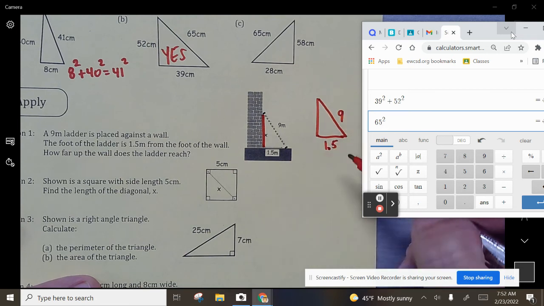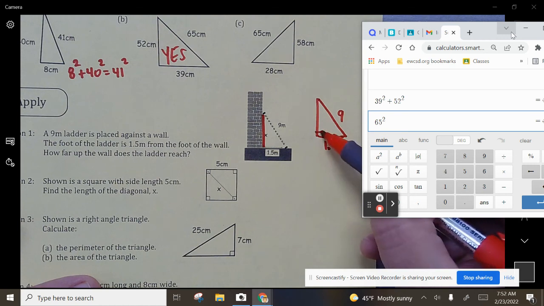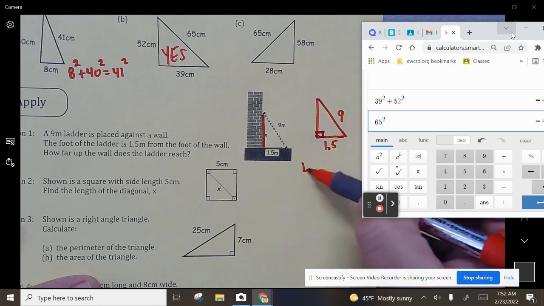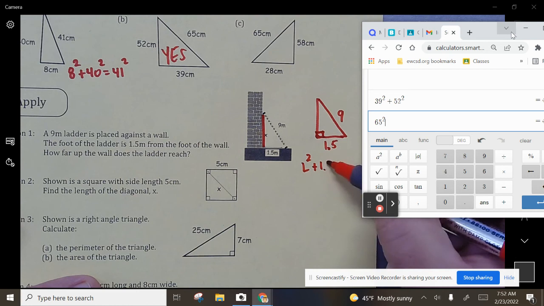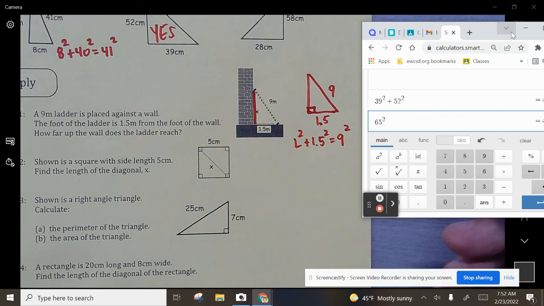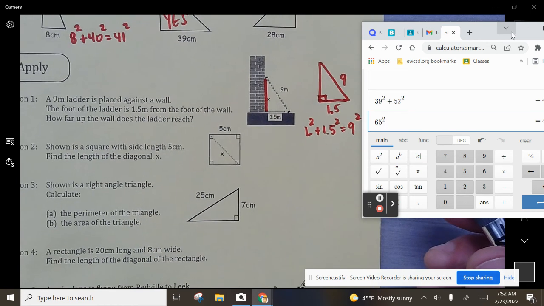Hopefully you can tell real quick that you are missing a leg. So it's leg squared you're missing. 1.5 squared plus leg squared equals 9 squared. Go ahead and work with your partner and check each other's answers to see if you get the same answer. Okay? Go for it, guys.